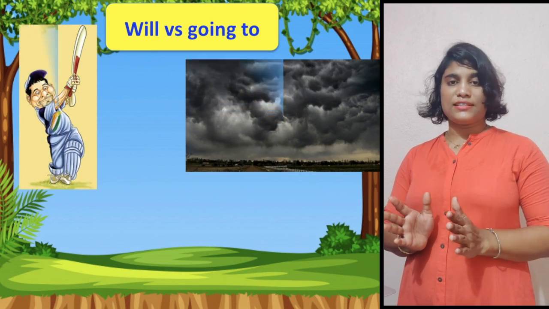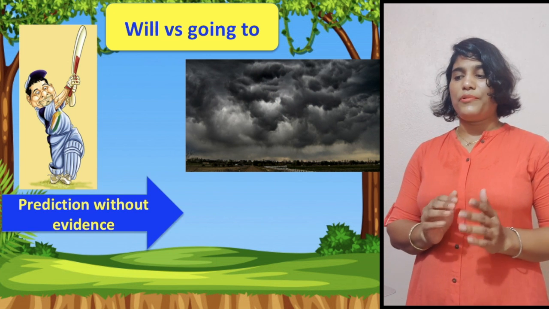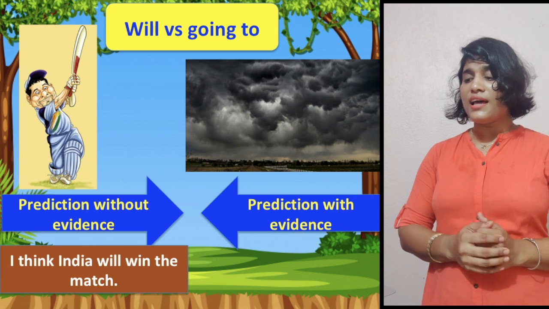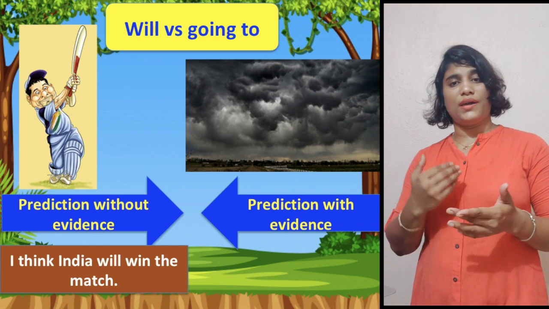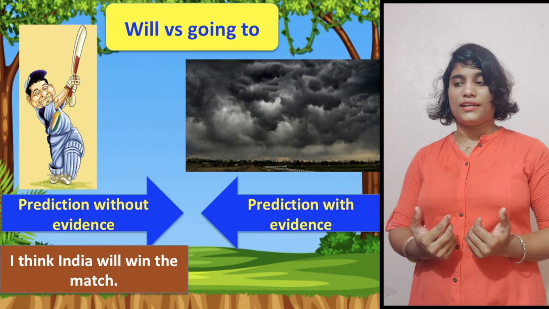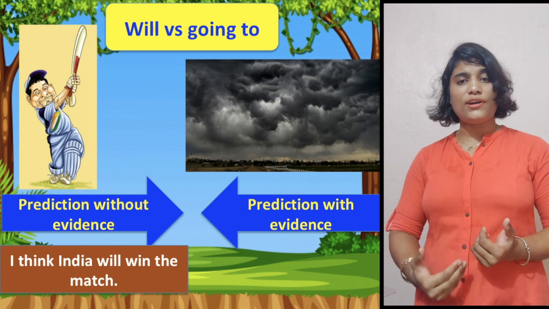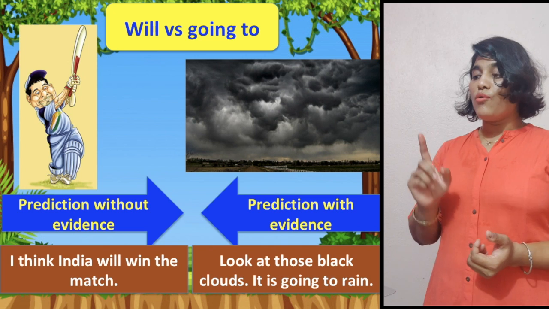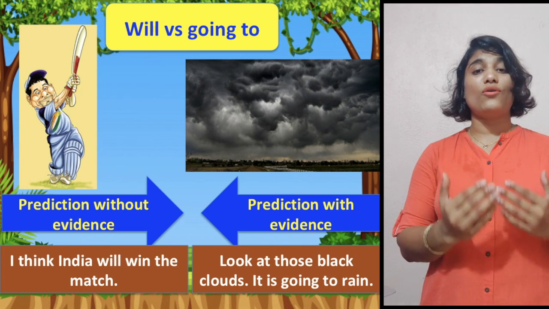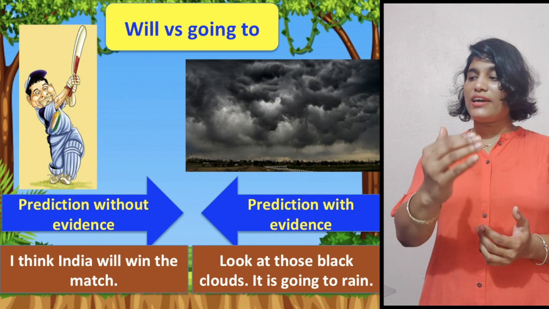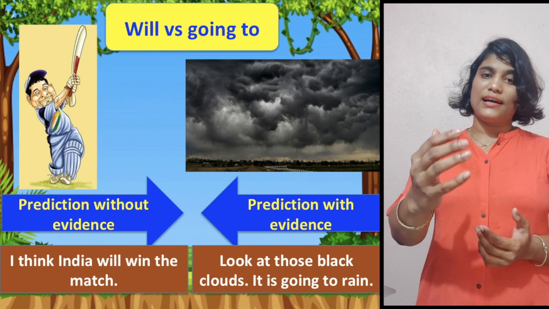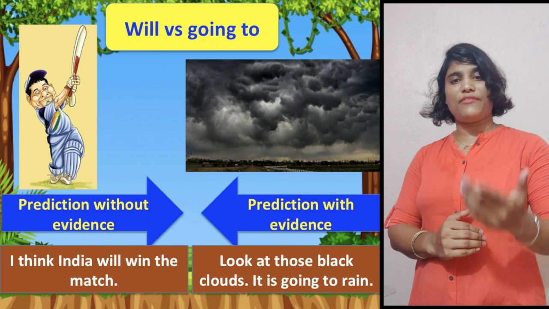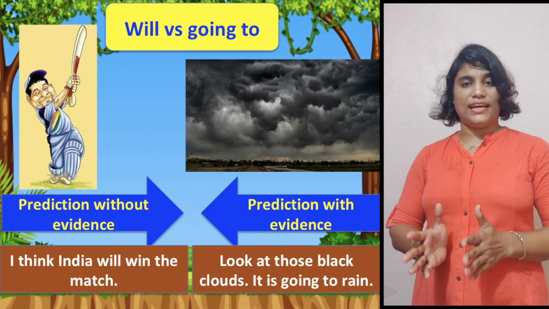And there is another difference. When you predict something without evidence, for example, I think India will win the match. India may win or may not win. It is my prediction. So when you are giving a prediction without evidence, you have to use will. But here is another example: look at those black clouds, it is going to rain. In this case, you are giving some evidence that black clouds are there, so the possibility of rain is high. So when you are giving a prediction with evidence, you have to use going to instead of will.